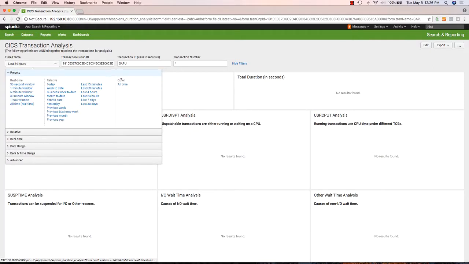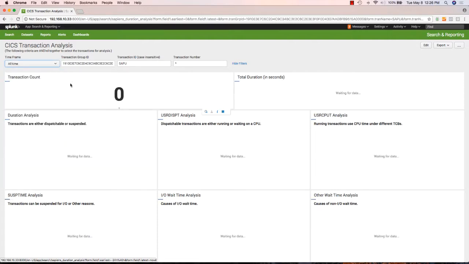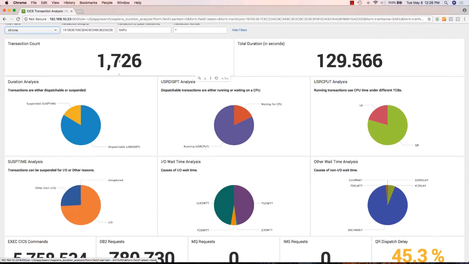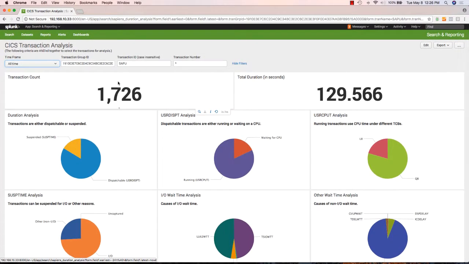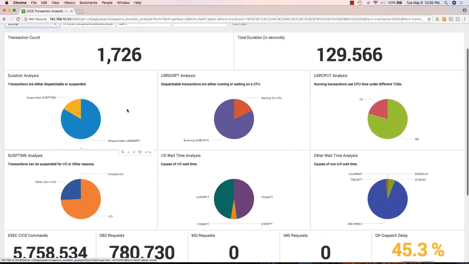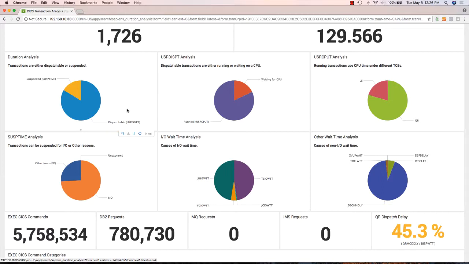Since this happened a while back, I have to set the time frame back a little bit. Here again, we're looking at those 1,726 transactions through a slightly different, more critical lens. So we really have our microscope tuned into CICS right here. We can see the transaction count, and we can see the total duration, that's real time. Now let's begin to analyze the duration of those SAPU transactions.